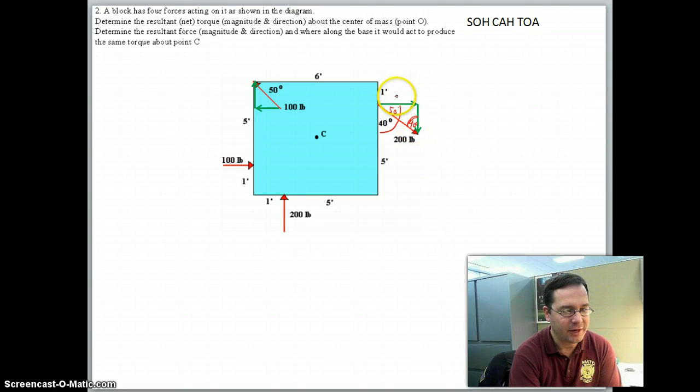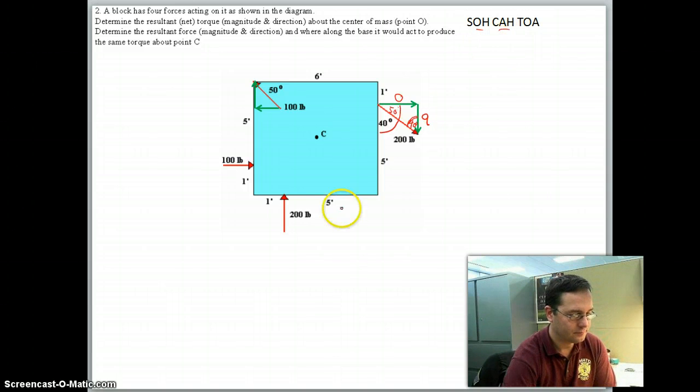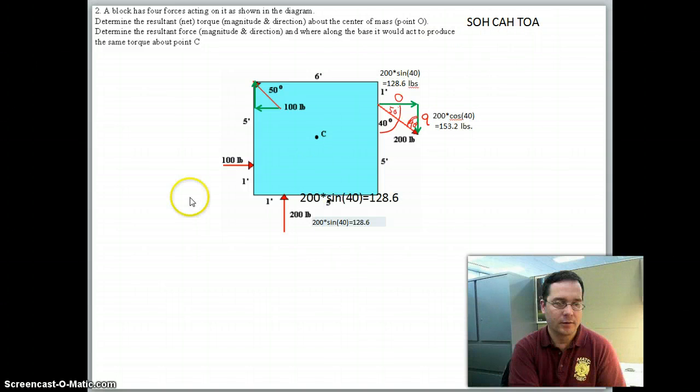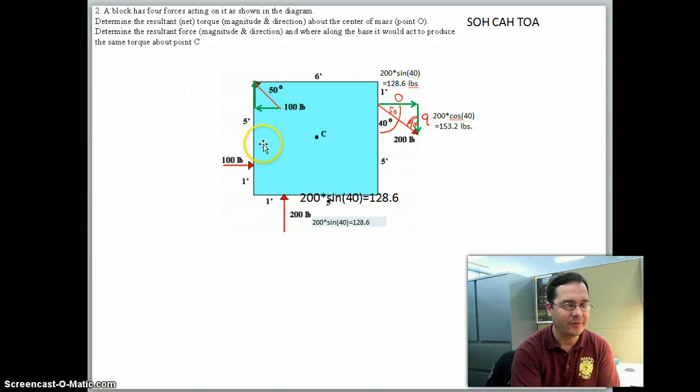If this is the 40 degree angle, that makes this the side opposite and this the side adjacent. So we need to have something that relates opposite to the length of the hypotenuse and adjacent. So the opposite relationship is going to be the sine function, and the adjacent relationship is going to be the cosine function. So here you can see I've inserted the calculations for the forces on each of these vectors. This opposite side is developing a force of just shy of 129 pounds. The adjacent side is about 153 pounds.